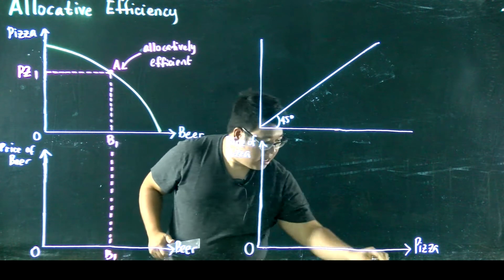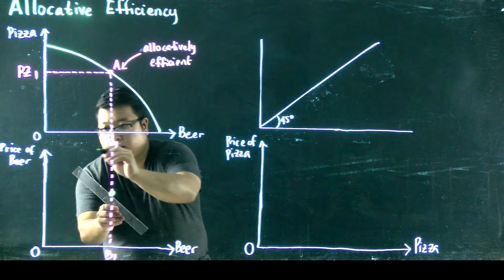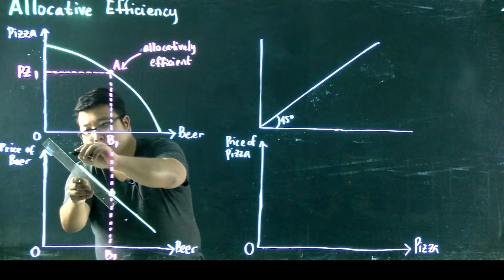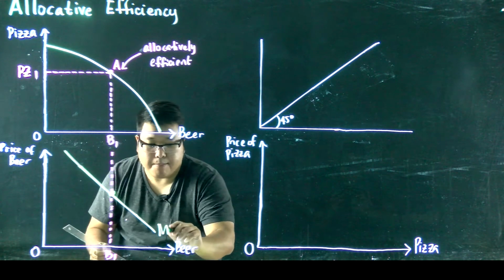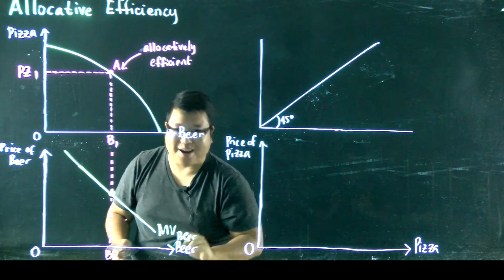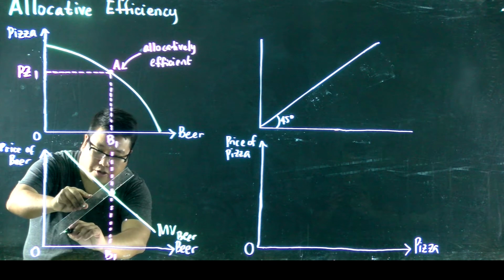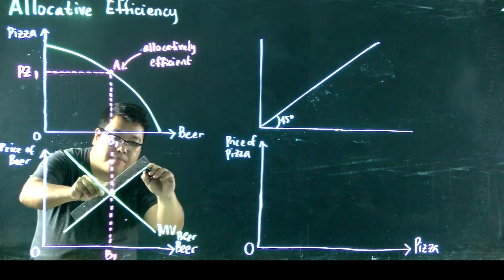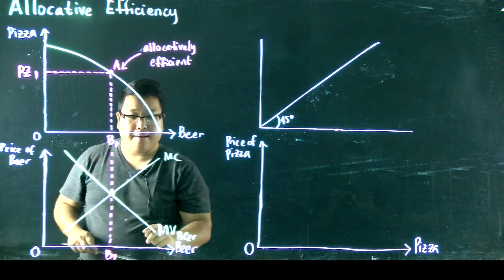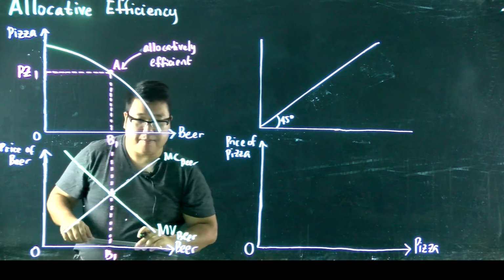So here below is our marginal value curve for beer, MV beer. Think of MV beer as the marginal value of beer to society. You can think of it that way. And here we have our marginal cost for beer. Now, allocative efficiency requires that MV beer equals MC beer.